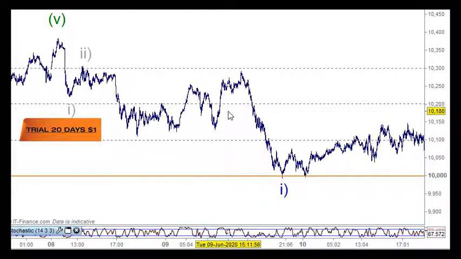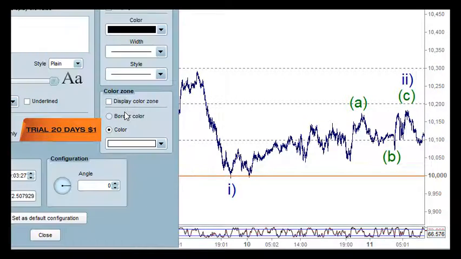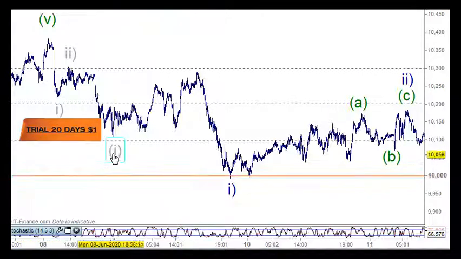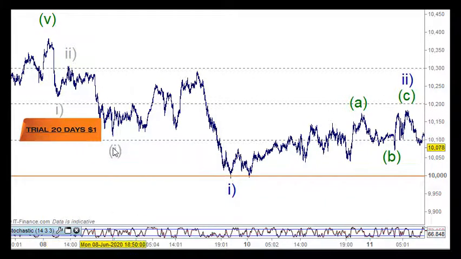Because if that's not the case, then we would need to count this down here as wave 1 and wave 2 here. And then I would need to count this next one down here as wave 1. I probably have to come up a degree as well with this. So should I do that now? Yeah, I think I should actually. So I'll just copy this here.